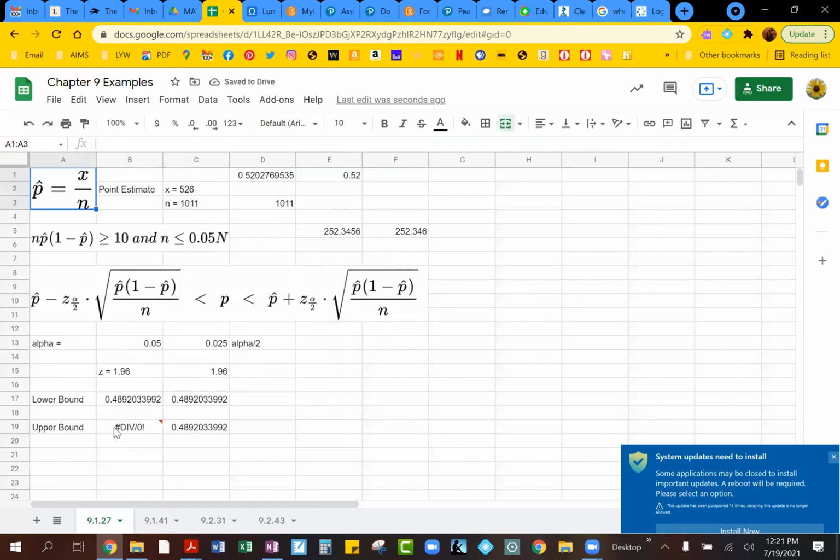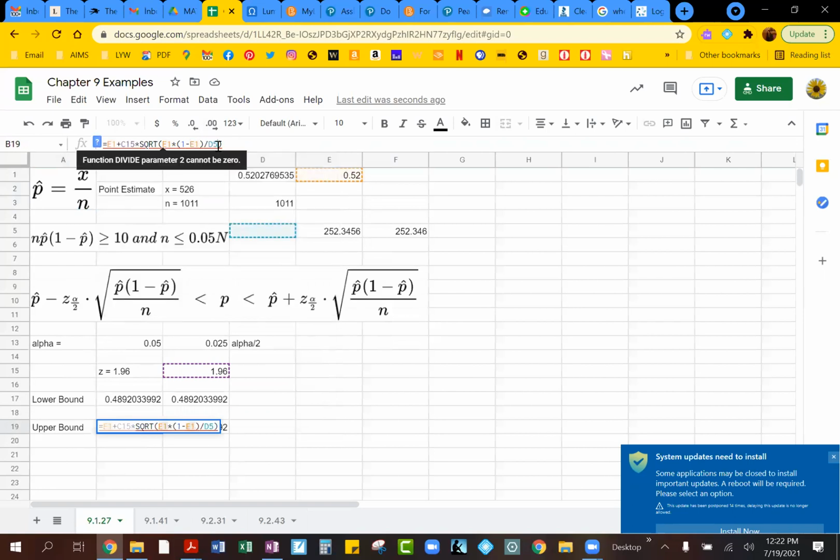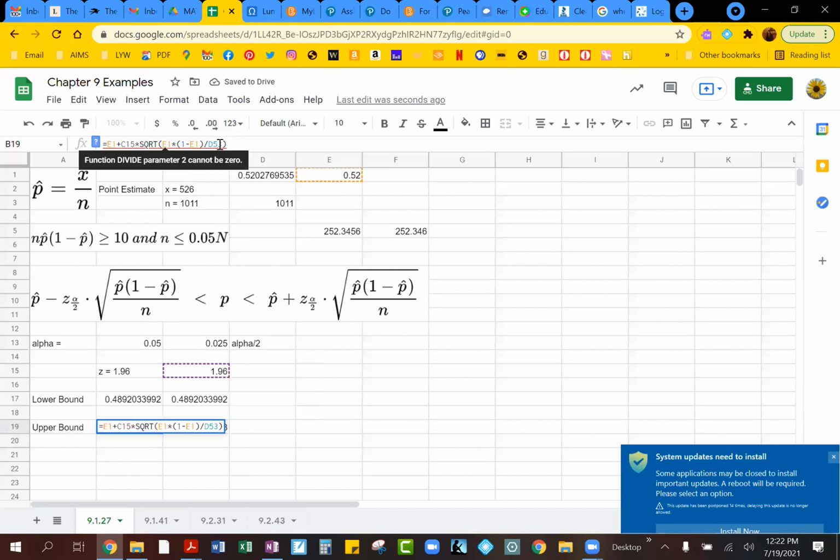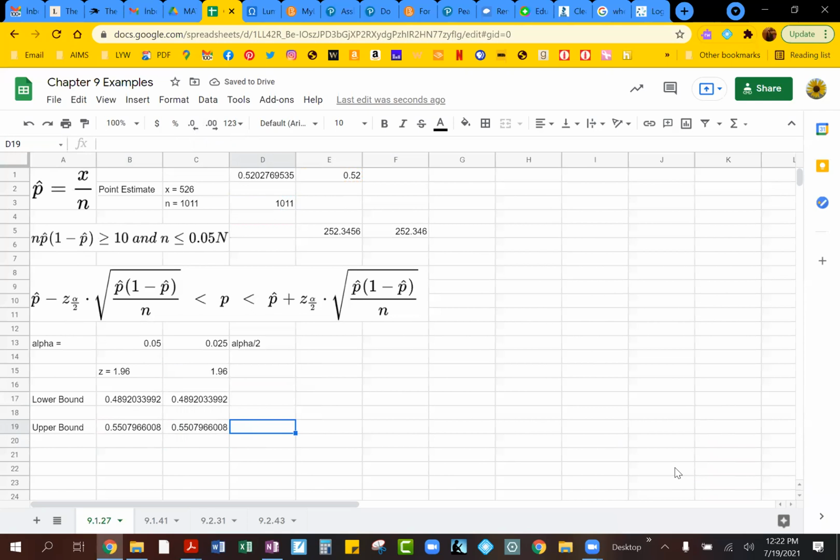Oops. And then this guy will be 3. Oh, well, looks like I have not fixed it properly, but I'm just going to use it here with the numbers. Change that minus to a plus sign, and that will calculate your upper bound. There we go. So just your lower bound and your upper bound, and that gives you your confidence interval.